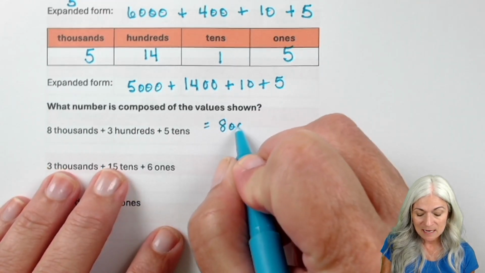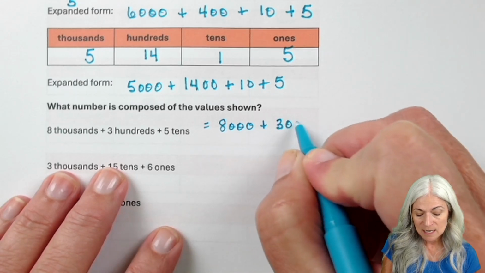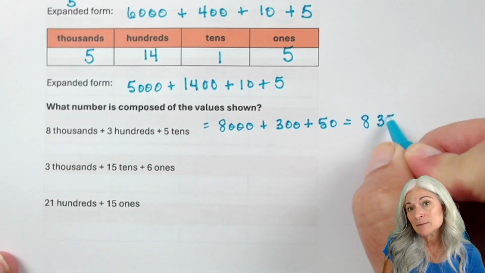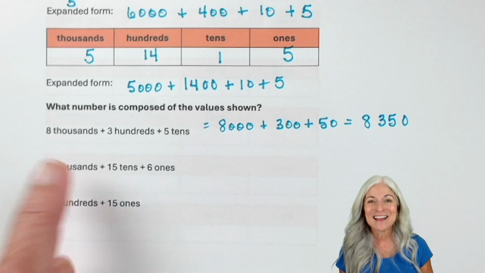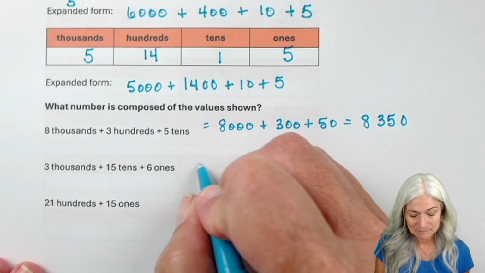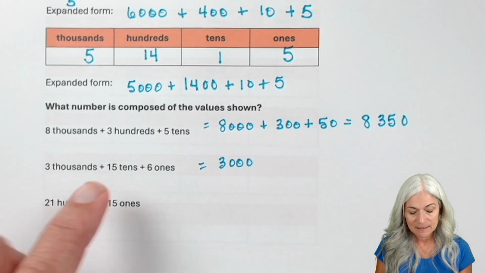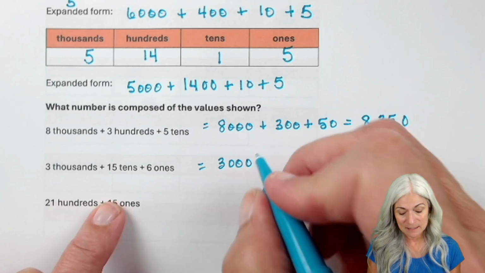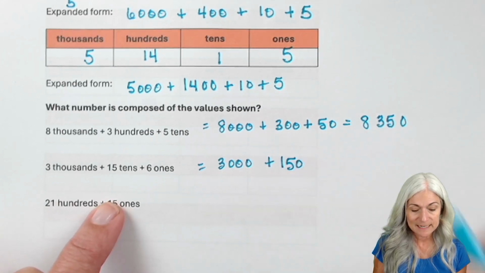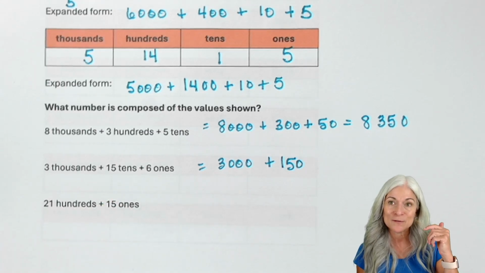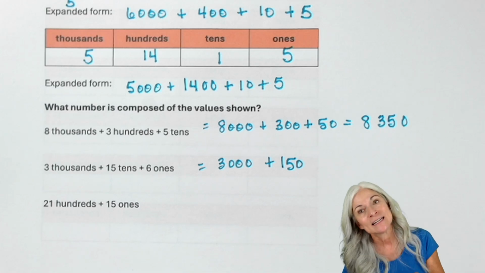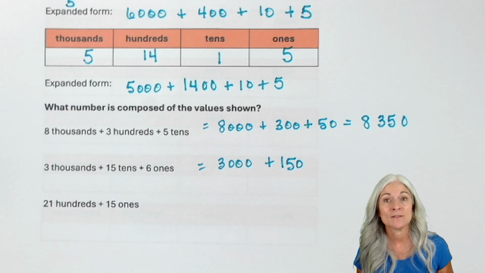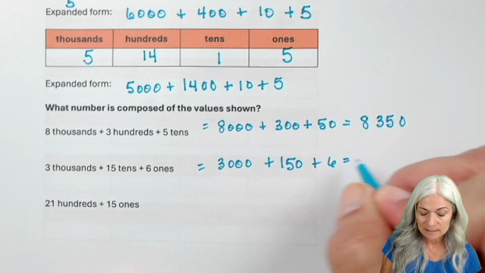We're taking those numbers that have been broken apart, we're composing them together. So this would be 8,000 plus 3 hundredths plus 5 tens is 50. So that's 8,350. Now look at this one, 3 thousands. All right, 3,000. 15 tens. How much is 15 tens? Well, that's going to be 150. This is why I was saying we need to build that fluency that 15 tens is 150. 15 hundreds is 1,500. And then the 6 ones.